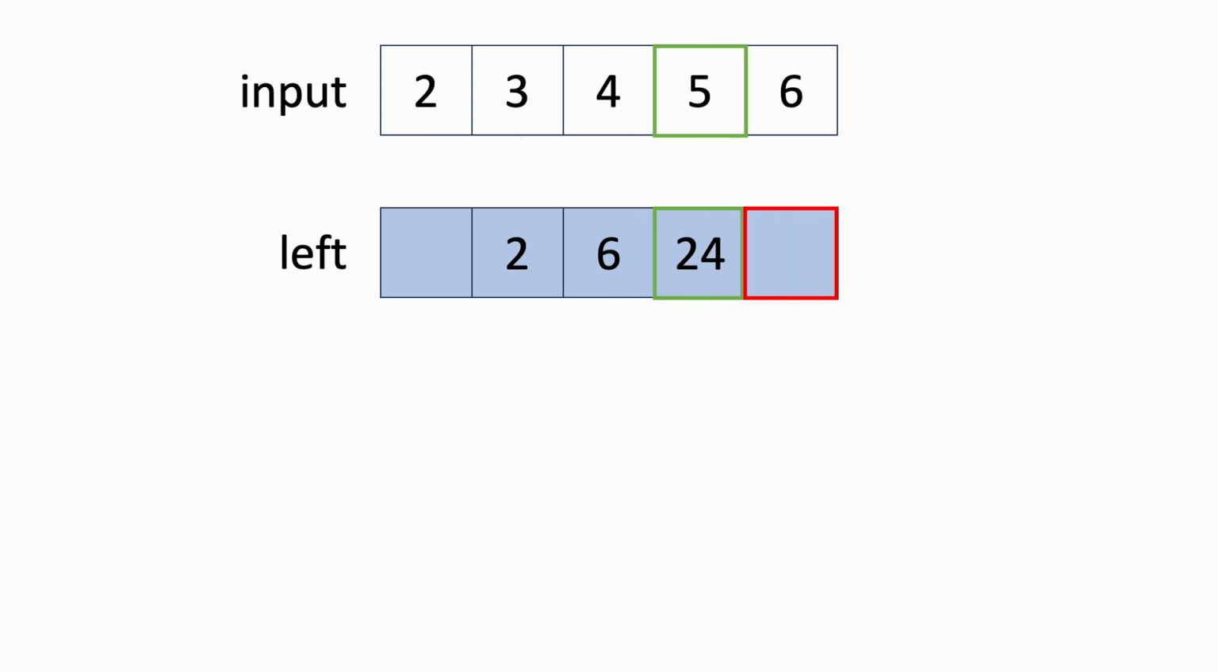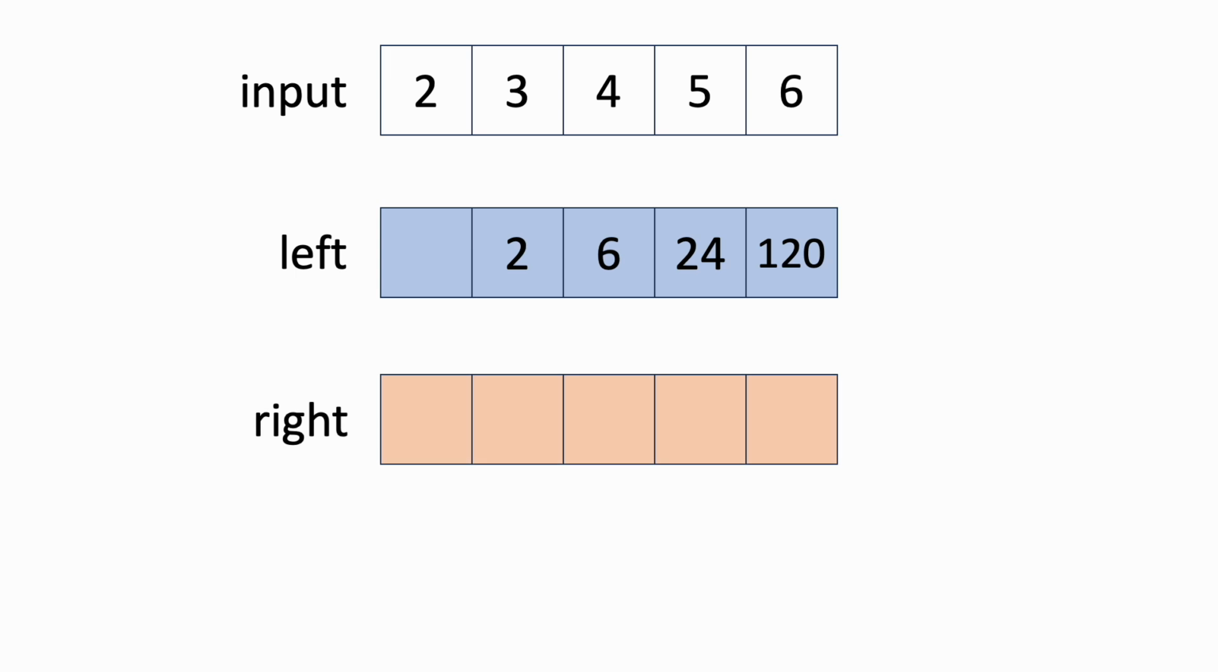And lastly, we're going to multiply 5 by 24, because remember, 24 is 2 times 3 times 4, so this is 120. We're now done finding the products of all the numbers to the left of each element, so next, we're going to find the products to the right, using the same method but going backwards. Again, the last element has nothing to the right of it, so let's start with the second to last element.